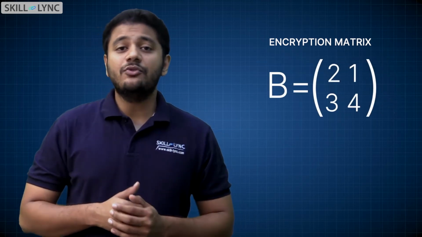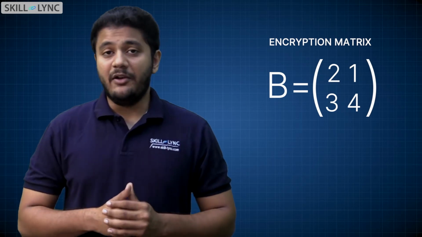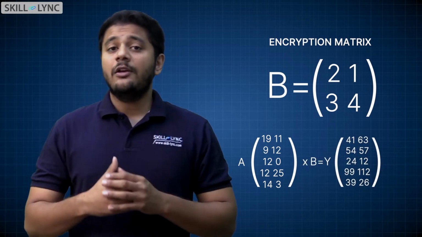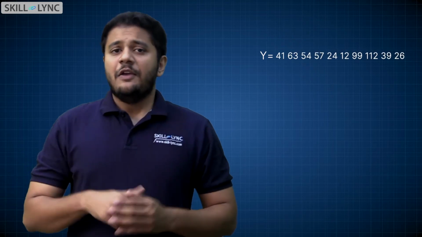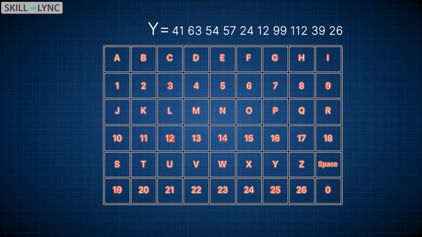So for now, let's choose the numbers 2, 1, 3, 4 as our encrypting matrix. Upon multiplying both these matrices, we will get the following values, which we will call matrix Y. Now let's flatten the data. We will get a string of numbers as shown on screen. Now remember the reference map we used before? We are going to use the map again to convert the numbers into their equivalent letters.